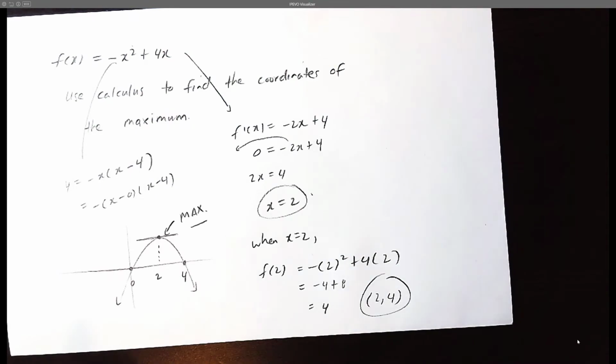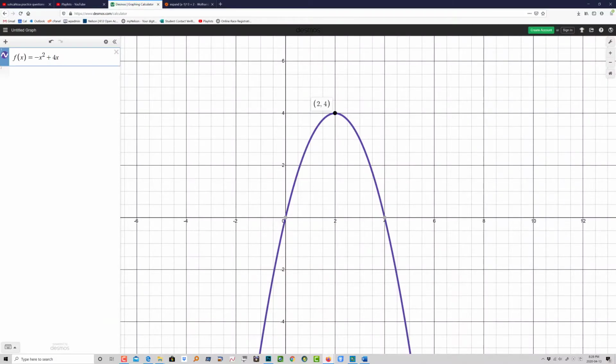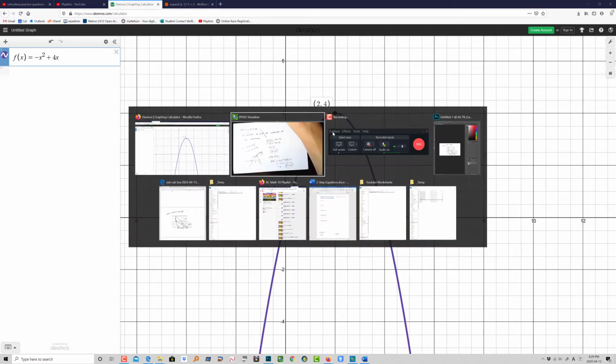And let's show you this graph on Desmos, our good friend. As you can see, the graph here happens to be f of x equals negative x squared plus 4x, and the maximum here is (2, 4). In fact, we can even use this x value, x equals 2, to set up a nice boundary test. So why don't we do that?